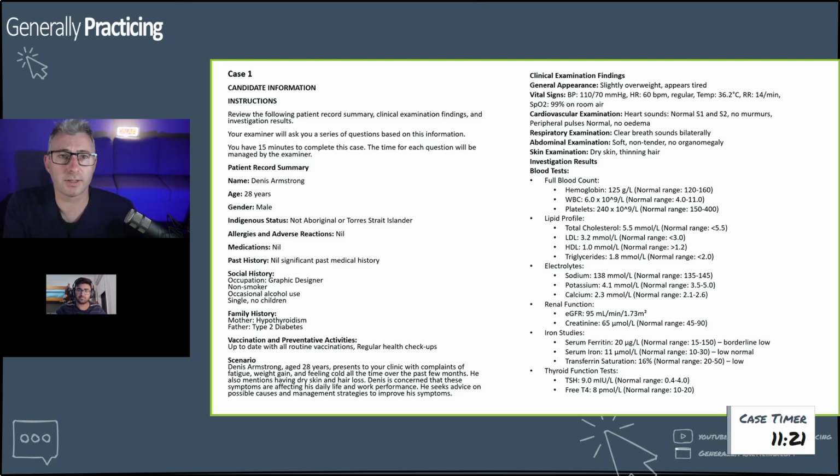And if we say the anti-TPO levels came back positive, based on existing guidelines, what would be your management strategy for his hypothyroidism? Yep. So if it came back positive, Hashimoto's is likely possible.